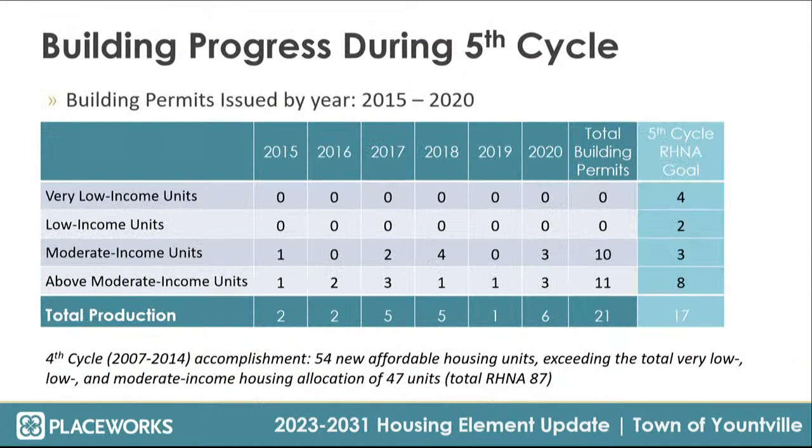We do like to check ourselves with this, and so as we talked about, your 5th cycle RHNA goal was 17. You actually ended up doing 21 building permits during that time. There were no very low or low units built, but there were a few moderate, and the majority, well, one more being above moderate. So, but this is something, again, that staff will track on an annual basis and report back to council on what the progress is of meeting the RHNA each year.